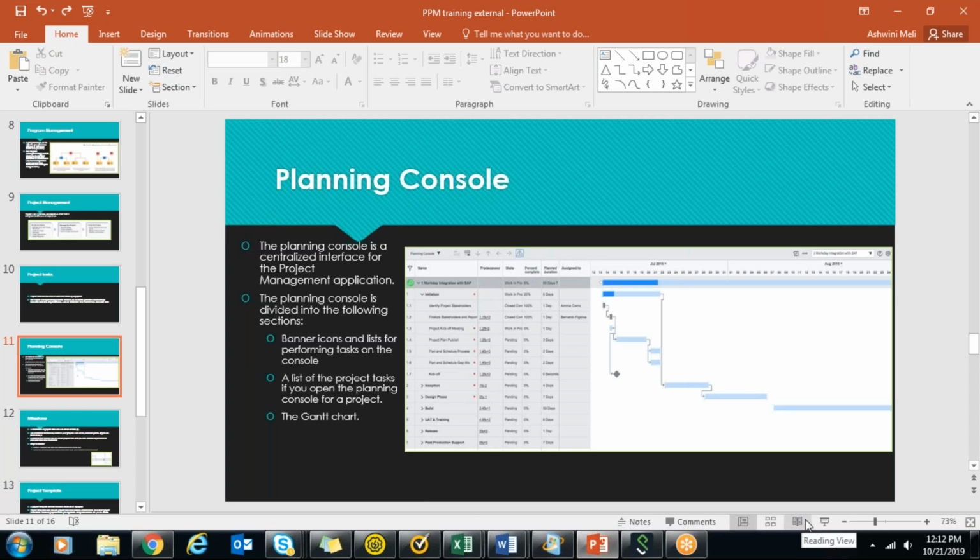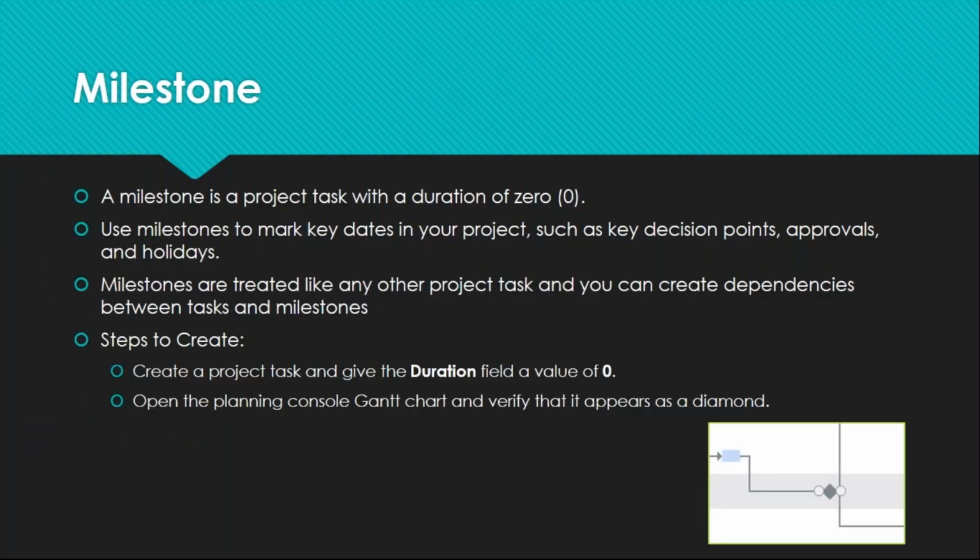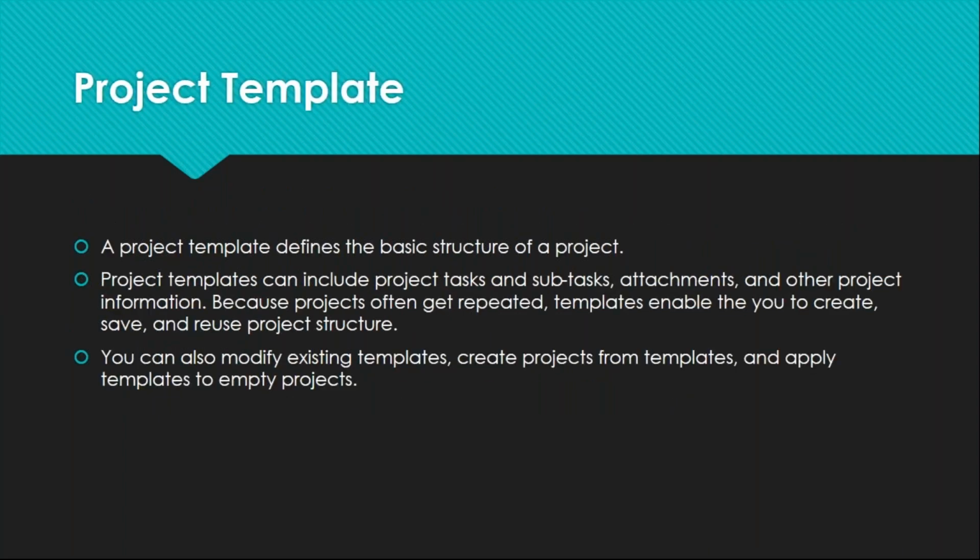And then milestone, I went through: it's a project task of duration 0, and you can use these to mark key dates, decision points, approvals and holidays in the project planning. They are treated like any other project task. You can create dependencies between the tasks and milestones. And I showed you that it shows up as a diamond shaped task in the Gantt chart.